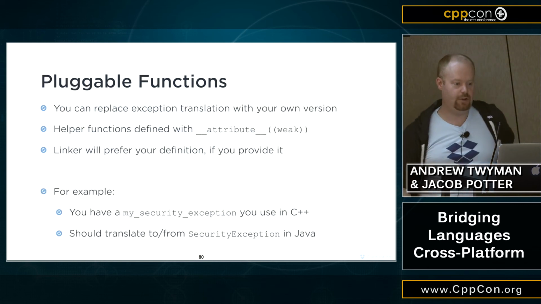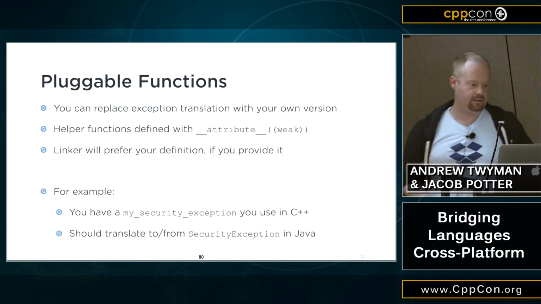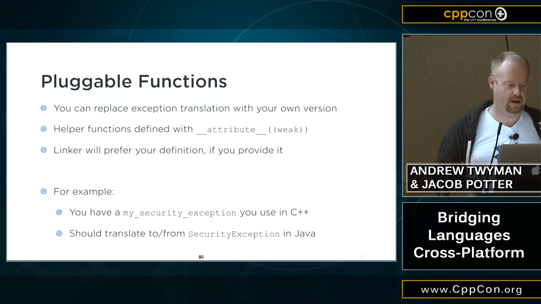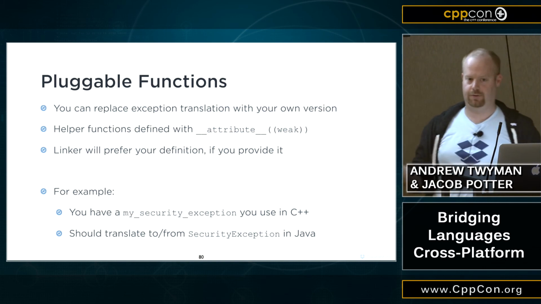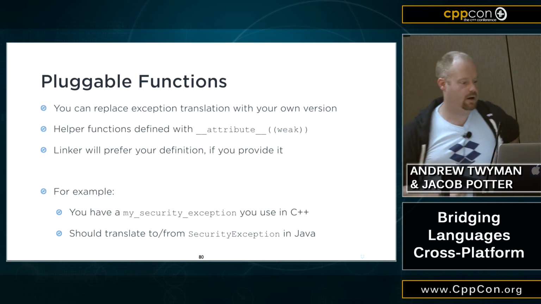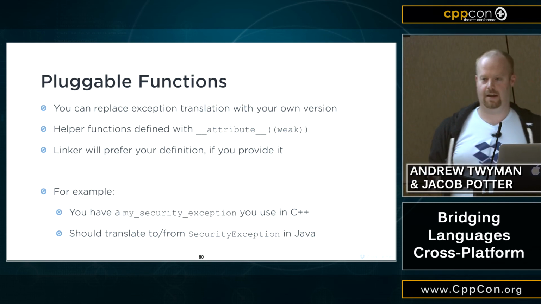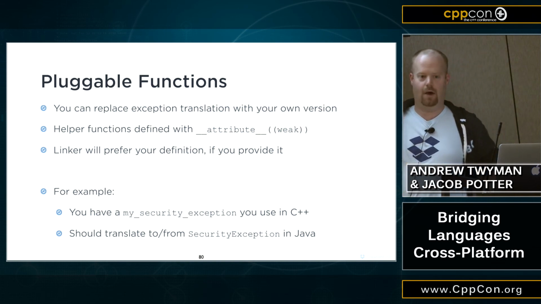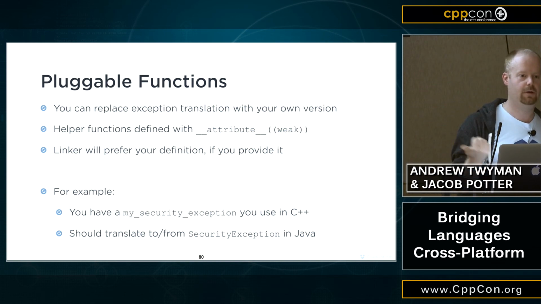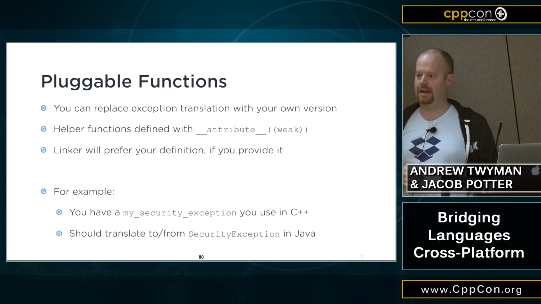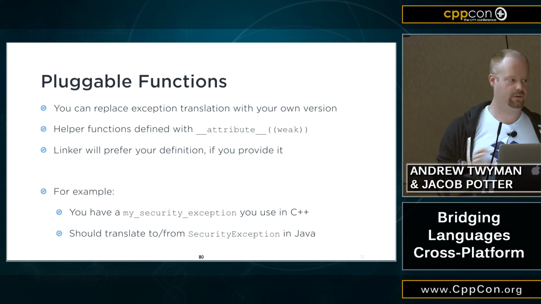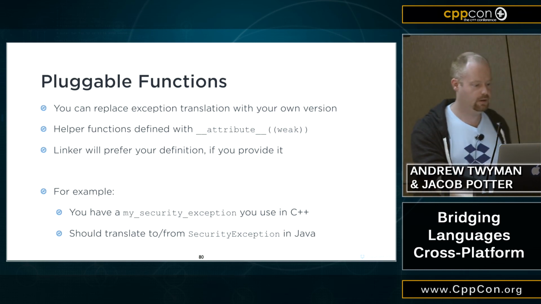So Djinni gives you the ability to customize this. We have some translation functions that Djinni uses when it needs to translate an exception. We define those with an attribute that tells the linker that if there's another definition of this function, use that one, don't use ours. Which means you can create one of your own, just define it, and your definition will be used as long as it's linked into your executable.